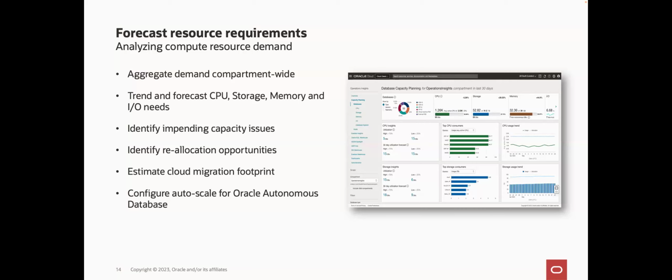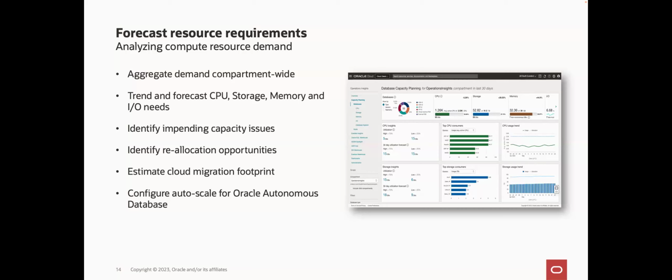This provides infrastructure level insights into the capacity usage across CPU, storage, memory, and I/O. And we do that at different levels, right? We do that at a database level, at host level, and also at the Exadata system level, whether your Exadatas are running on-prem, cloud, or any other flavor of Exadata system, right?